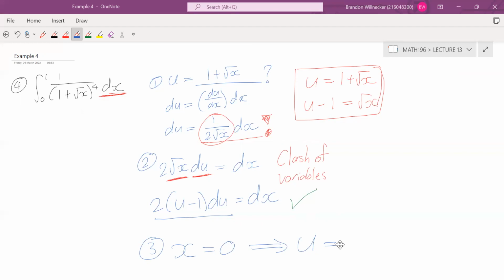Okay, so the old value is x. The new u value is going to be 1. Yeah, good.